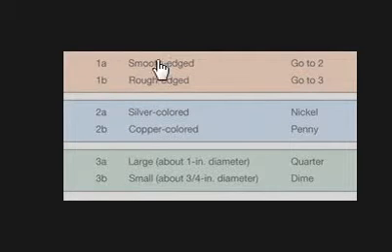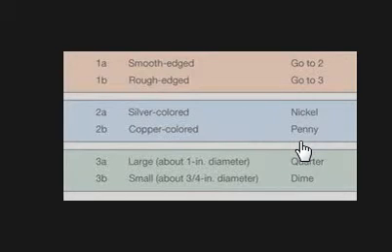So I'll pick 1A. Over here it says if I pick 1A, go to 2. That means I go down to my second question, 2A and 2B. Is it silver colored or is this coin copper colored? Well, it certainly is very copper colored, so I'll choose 2B, copper colored. If I look over here, I don't even have to go any further. Right away from this key, I can tell that the coin I'm holding is a penny.